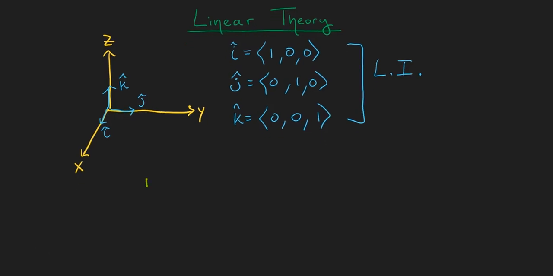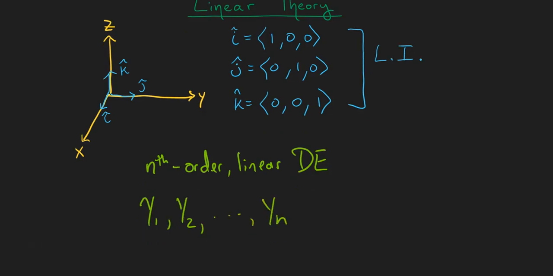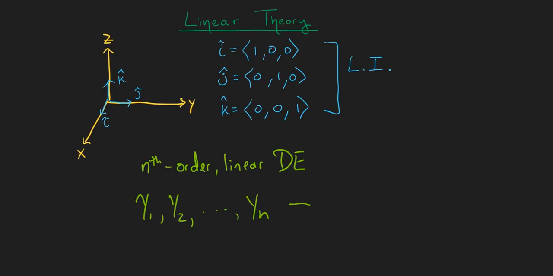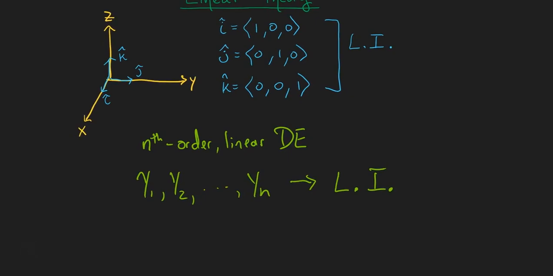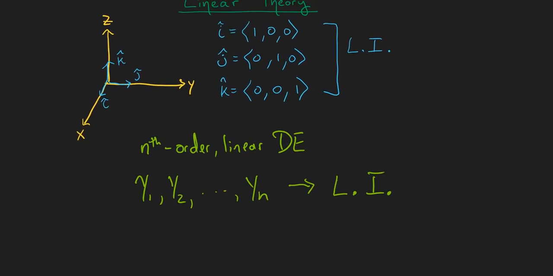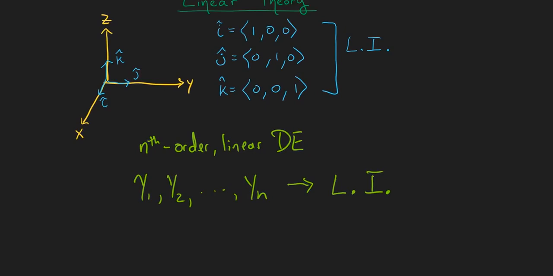So if we have an nth order linear differential equation, and we have found n solutions, y sub 1, y sub 2, on and on up to y sub n, then if we can show that all of these are linearly independent, that means the general solution of this differential equation can be written as a linear combination of all of these linearly independent solutions: c sub 1 y sub 1 plus c sub 2 y sub 2, plus on and on, plus c sub n y sub n.